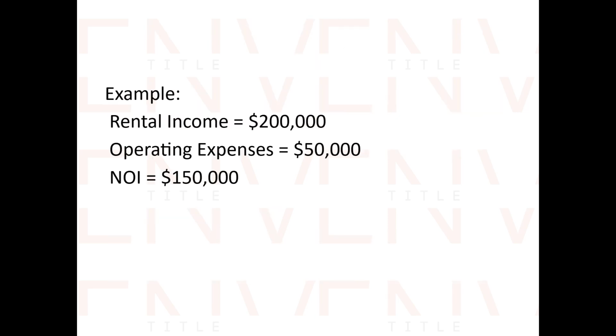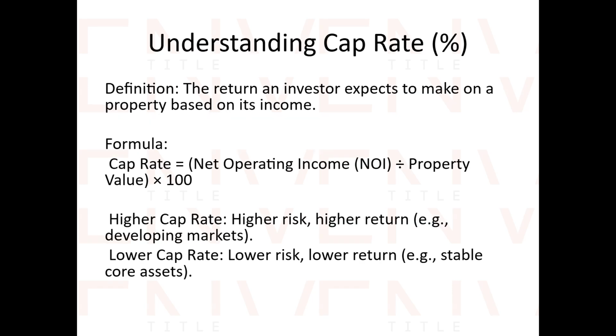Very simple example. You have a big apartment complex rental, you make $200,000 a month. Your operating expenses are $50,000. Your NOI is $150,000. That's that simple. You just subtract the operating expenses from the rental income, or whatever the income is, and then you have your NOI, 150.